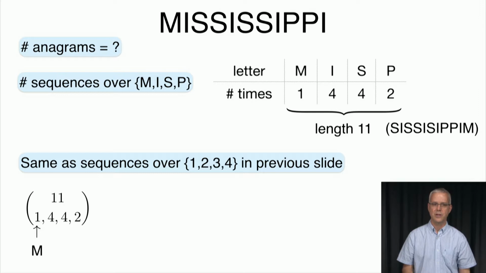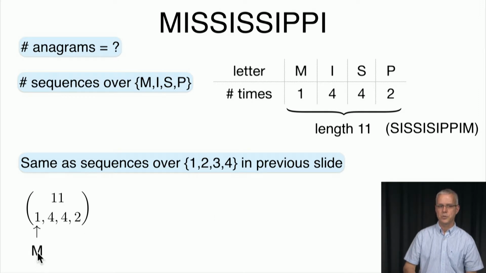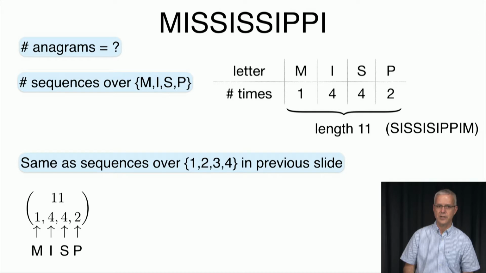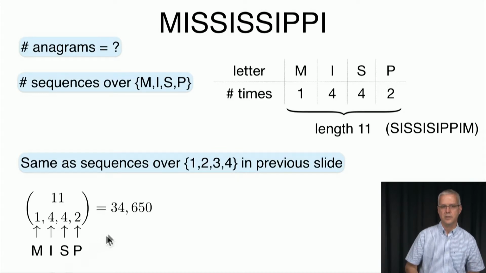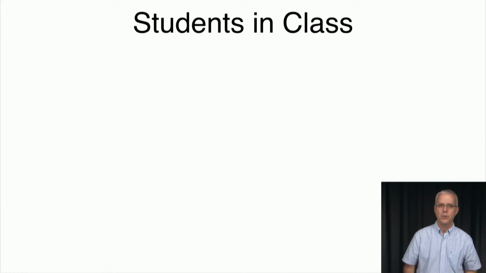And so the number of ways of doing it is going to be 11 choose 1, the number of ways to choose the location of M, the number of ways to choose the location of the 4 I's, the 4 S's, and the 2 P's. And that number, I apologize, is going to be, as before, 34,650. All right. Let's do another example, students in a class.